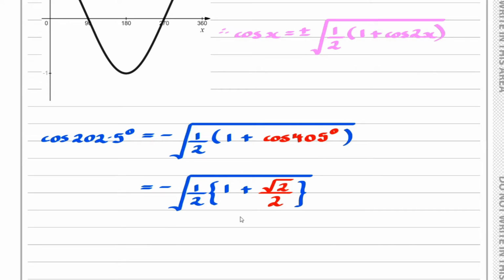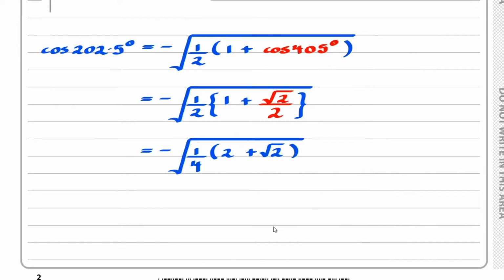If we attempt to simplify this even further, we have the negative square root of, now if I factorize out a 1/2 from this bracket and then multiply that by half, I get a quarter, and then inside the bracket we would have 2 plus root 2. And if we simplify even further, we have negative 1/2 multiplied by the square root of 2 plus root 2.